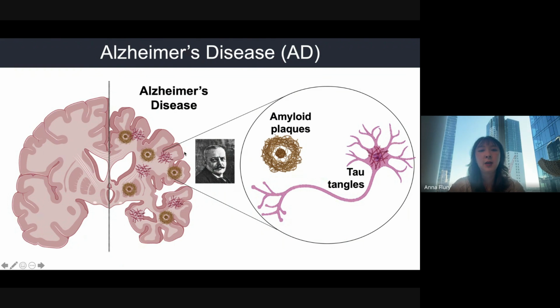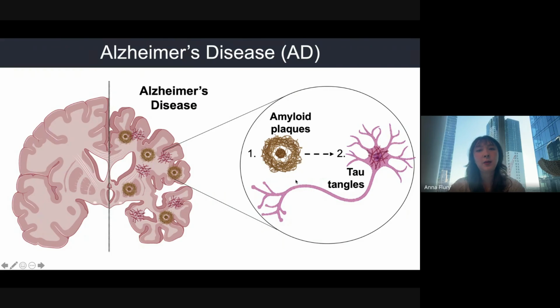The disease is actually named after Alois Alzheimer, who was a psychiatrist that did the first histopathological characterization of the disease. What he found were clumps of proteins that we now have characterized better. We know that the extracellular clumps that he was looking at are composed of a protein called amyloid, and we call these amyloid plaques. Intracellularly, there are also clumps that accumulate within neurons, and those are composed of a protein called tau, and we call those tau tangles.